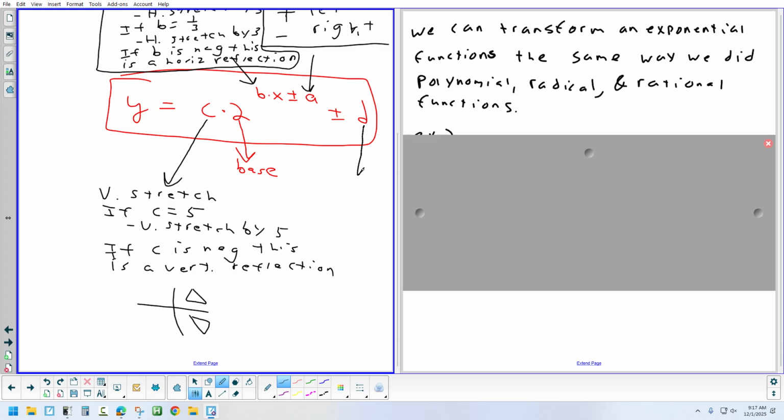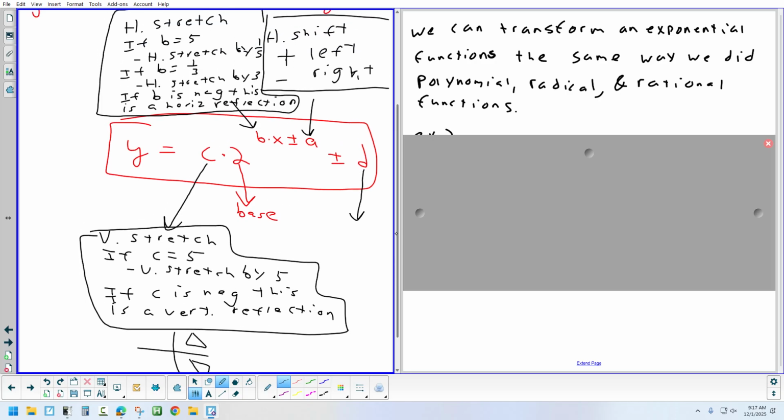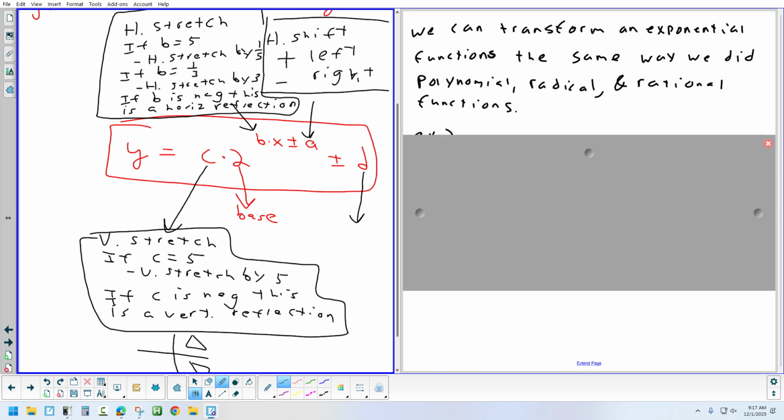And D, there's not a lot to it, so I think we can just fit that one in right there. D is adding and subtracting, but it's on the outside. So what do you think D does? Vertical shift. And it's not backwards, so positive, which way do you think that would shift it? Up. And negative? Down.